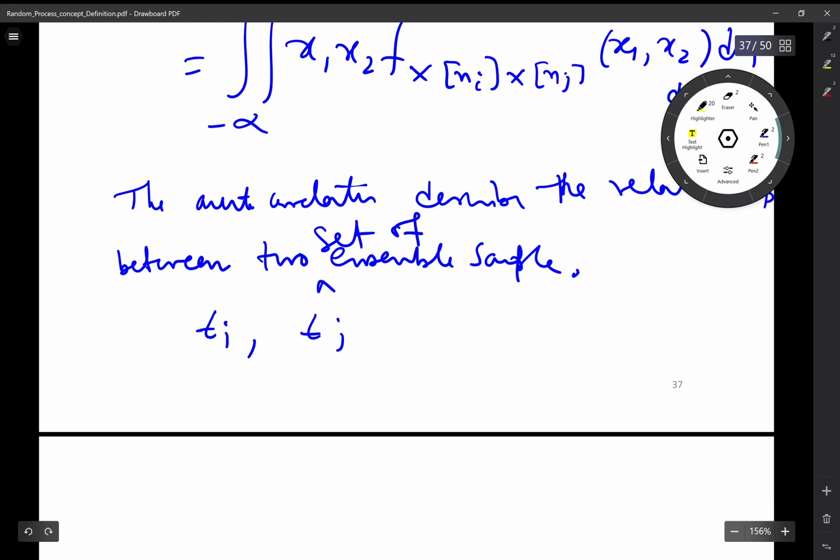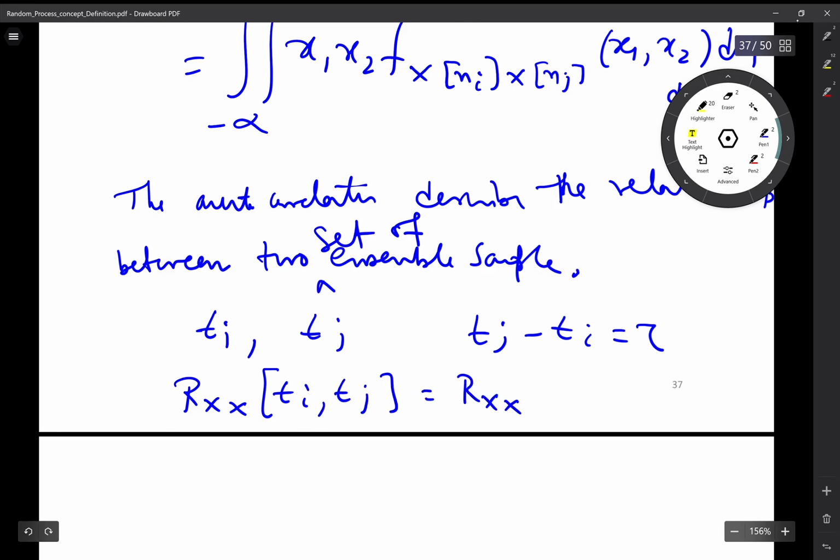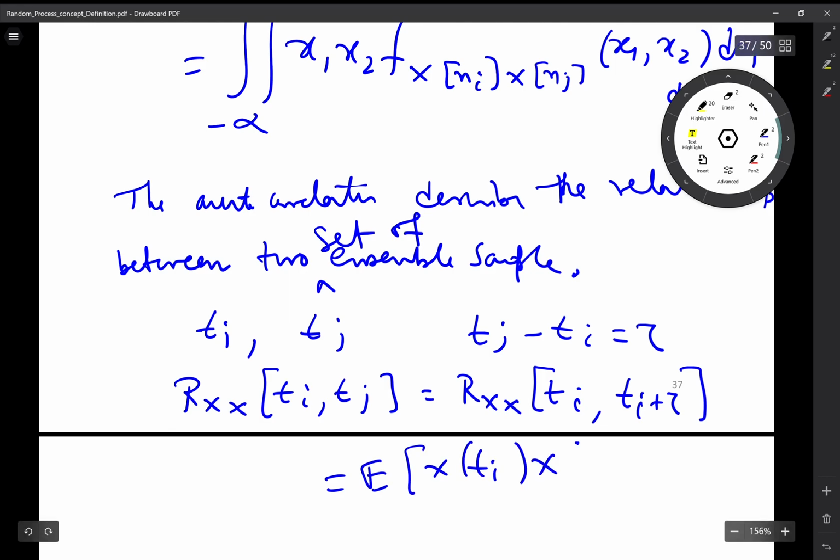and we generally call tj minus ti equal to tau. And we very frequently call Rxx(ti, tj) equal to Rxx(ti, ti plus tau), which is equal to E of x(ti) and x(ti plus tau). Okay, now example.